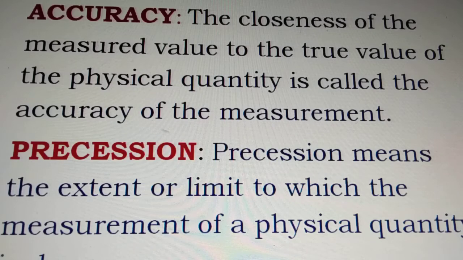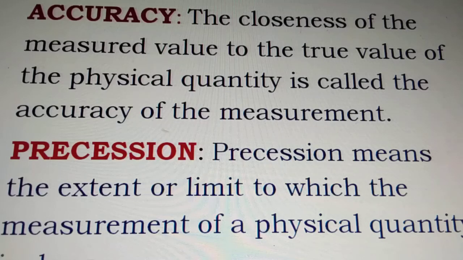Each and every measurement needs accuracy. If you want to measure the length of a line with the help of a scale, we need an accurate measurement for that. So, you know the true value and also the measured value. The closeness of the measured value to the actual value, or we can call it the true value of the physical quantity, is termed as the accuracy of the measurement.